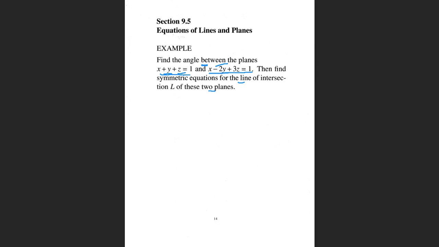No, hold on. Let me hold that thought. Let's focus on finding the angle between the planes.